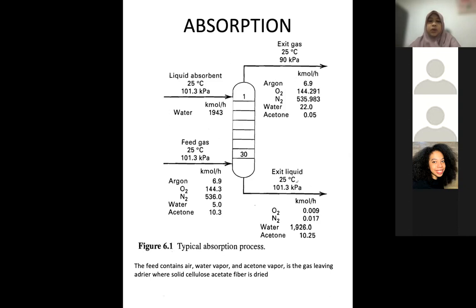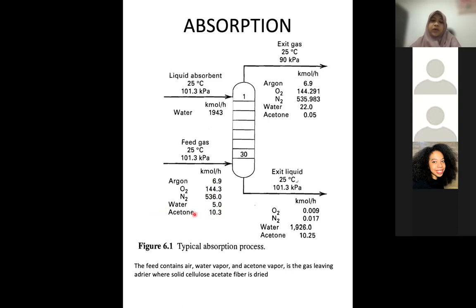Right. Okay, so this is a typical absorption process. I took it from the Seader book. So we have a feed, and the feed contains water vapor, and then air, and the air contains a little bit of argon, and then oxygen, and also nitrogen, and also acetone. So the acetone is quite small, maybe 0.something percent.